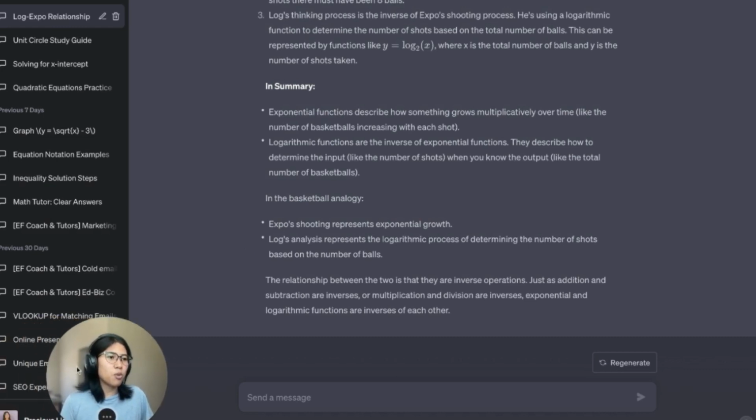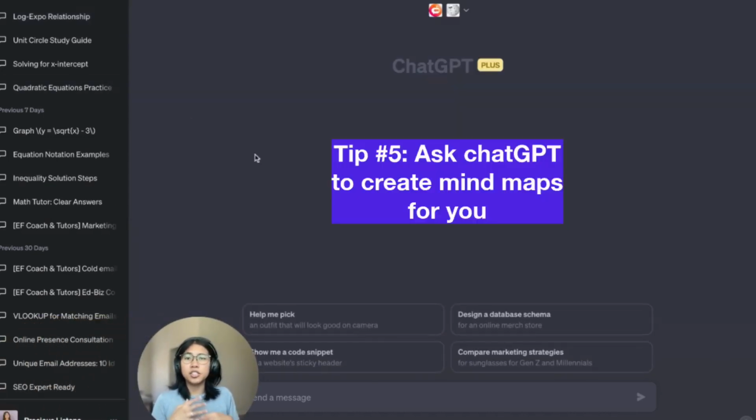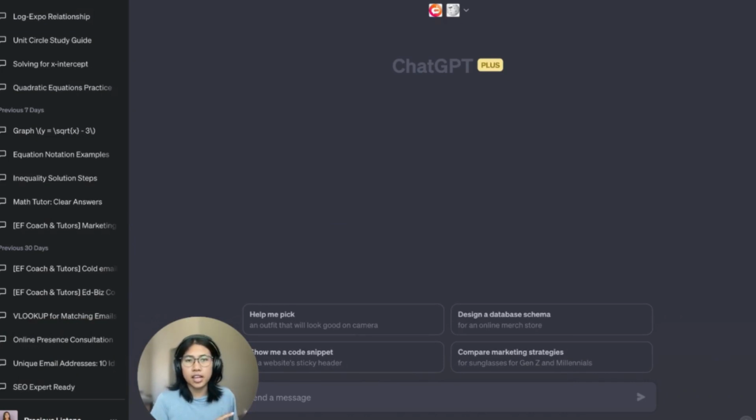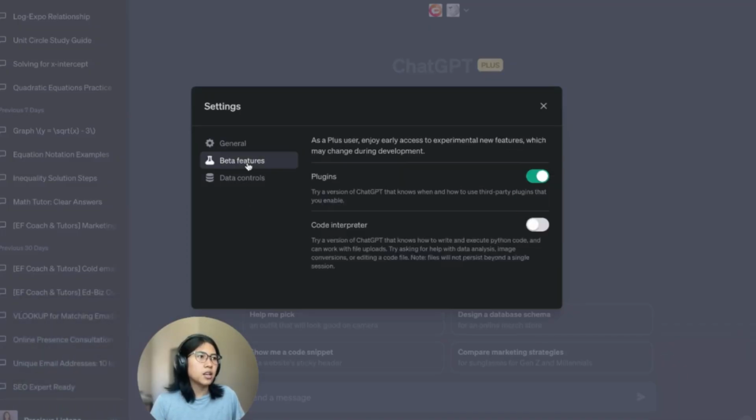All right, so we are now ready for tip number 5, which is asking ChatGPT to create mind maps for us. The way to set that up is we actually need to be on ChatGPT 4 and use plugins for this. And to enable plugins, you need to click the 3 dot at the bottom of your screen, settings and beta features, and toggle this icon.